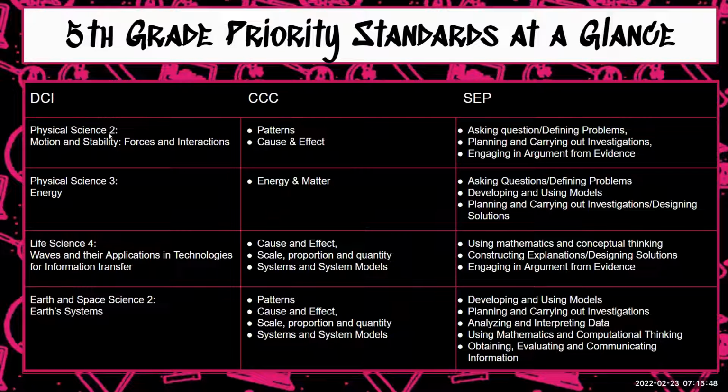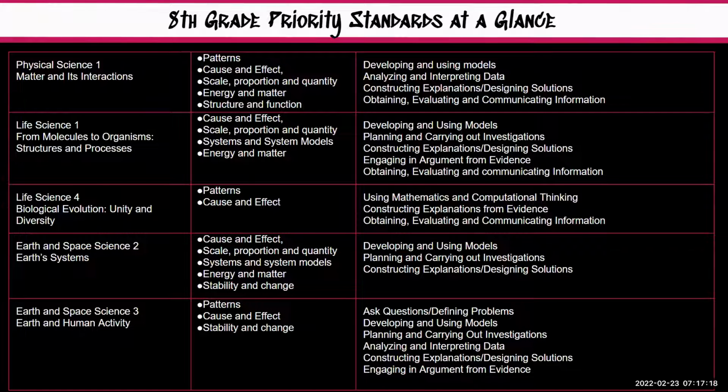So when I'm studying physical science 2, which is motion and stability or forces and interactions, I'm going to do these, and I'm going to think about it this way. As we move through science, it gets more complex. So we're always building on those prior ideas. And from 5th grade to 8th grade, we've moved up 3 years of building those concepts. And so that's what we're going to be looking at on the 8th grade assessment.